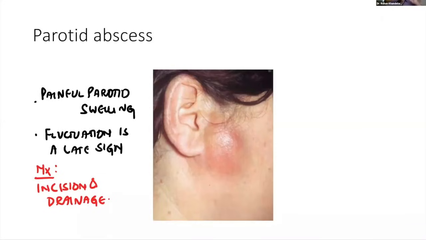So parotid abscess will present as a painful parotid swelling. Fluctuation is a late sign, and the management is incision and drainage. While draining such an abscess, we should be careful that we don't injure the facial nerve.